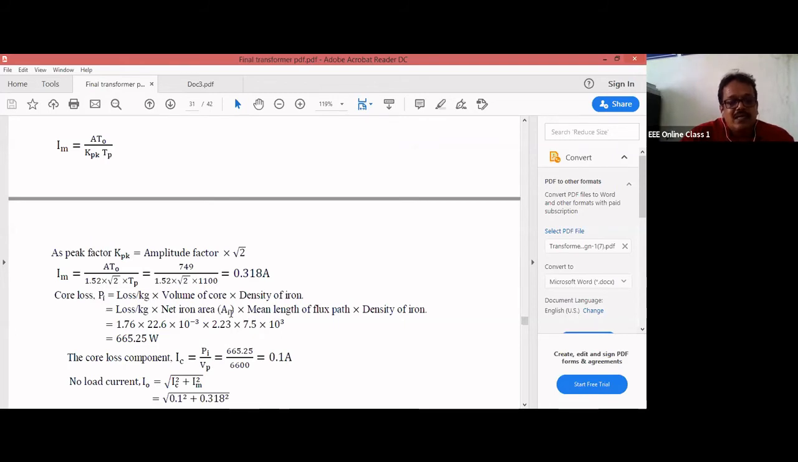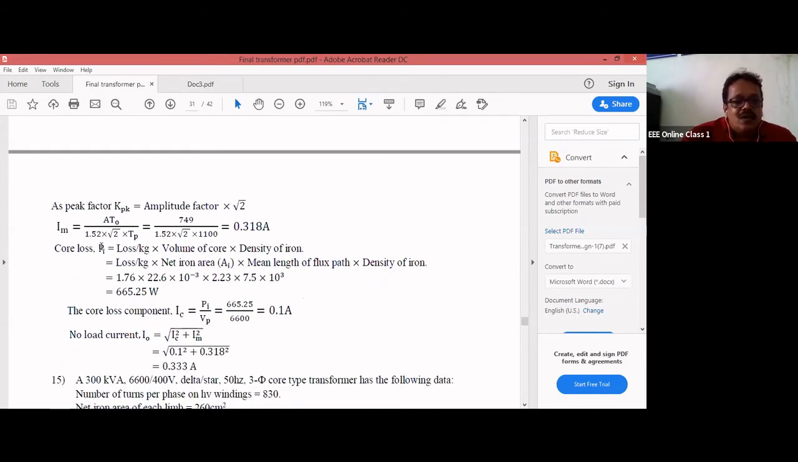In earlier problems, they gave the gross core area, then I had to multiply with the iron factor. Here it has given 22.6 into 10 power minus 3. The mean length of flux path is given as 2.23, into density of iron. The density of iron is directly given as 7.5 into 10 power 3. And calculating the core loss Pi, we get 665.25 watts.